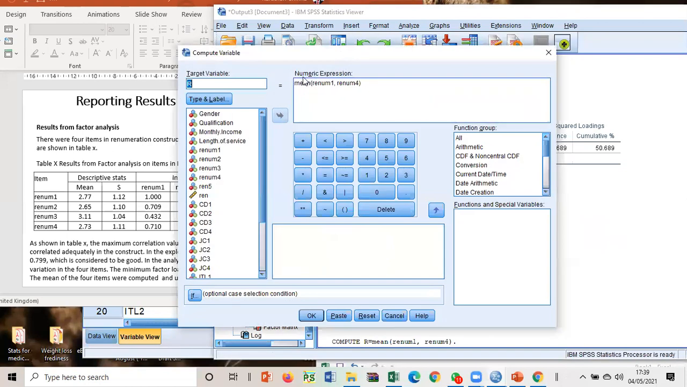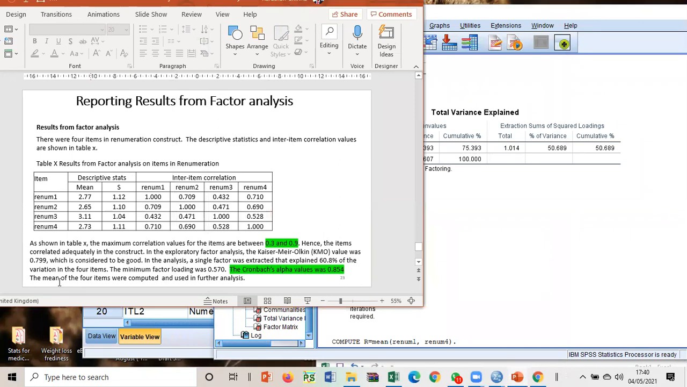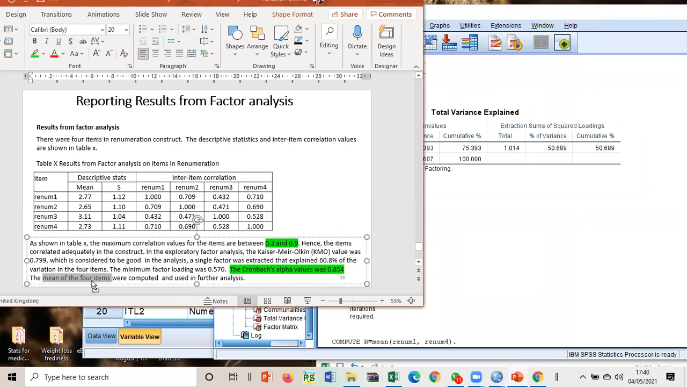Next one. This is for which variable? CD, right? Are you with me? Yes. For CD, I found that only items 3 and 4 are good. These two items are good indicators, not 1 and 2. I saved it. So as I go, I'm going to say the mean of the two items was computed and used for further analysis.